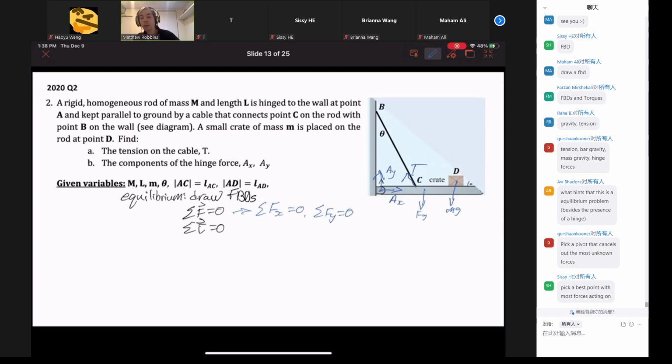Right, pick the best pivot, pick the best point with the most forces acting on it. Basically, in this case, we can pick the hinge as our pivot point. Whenever we have a pivot point, it can be a real pivot or a virtual pivot.